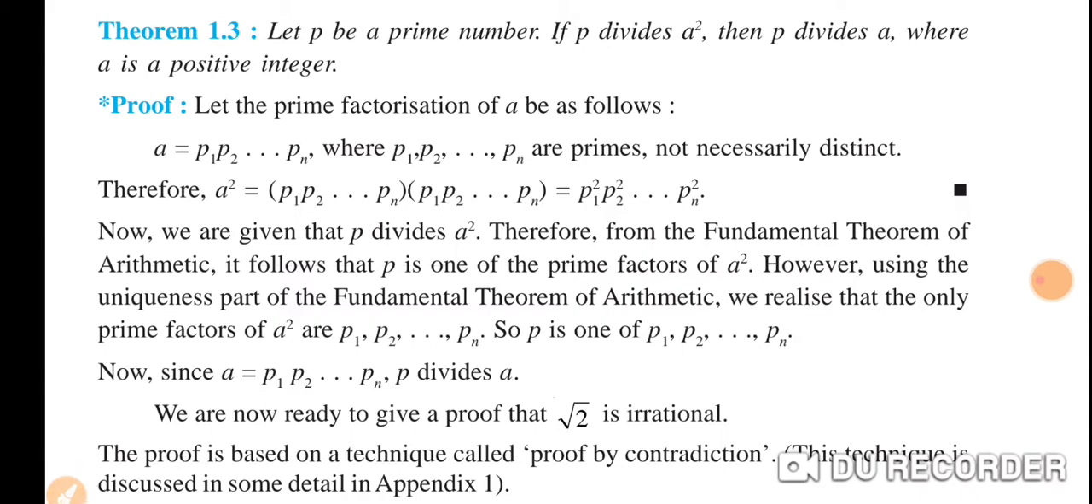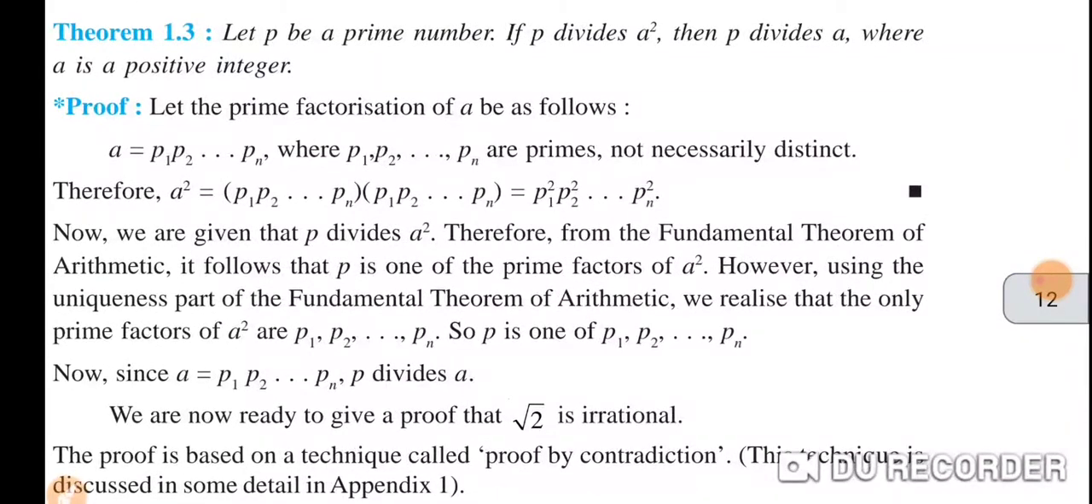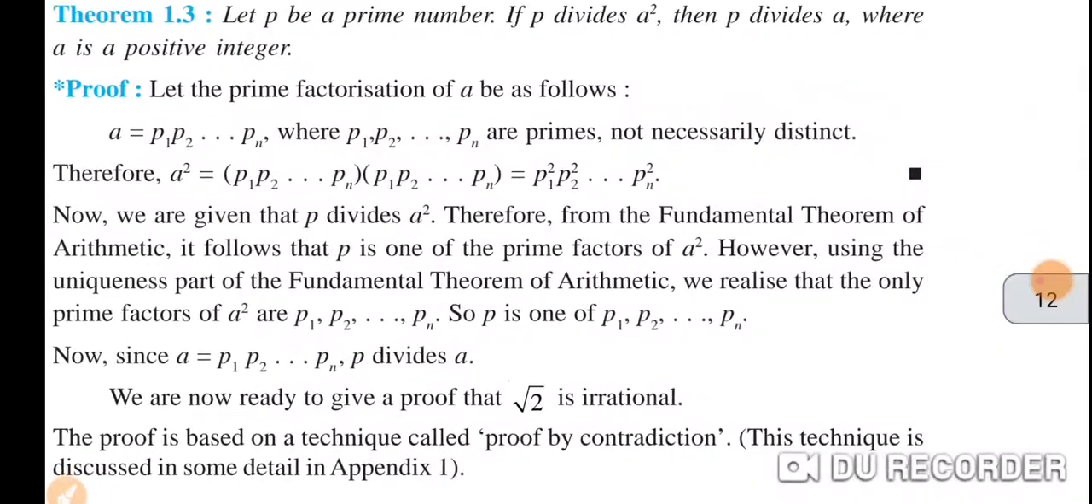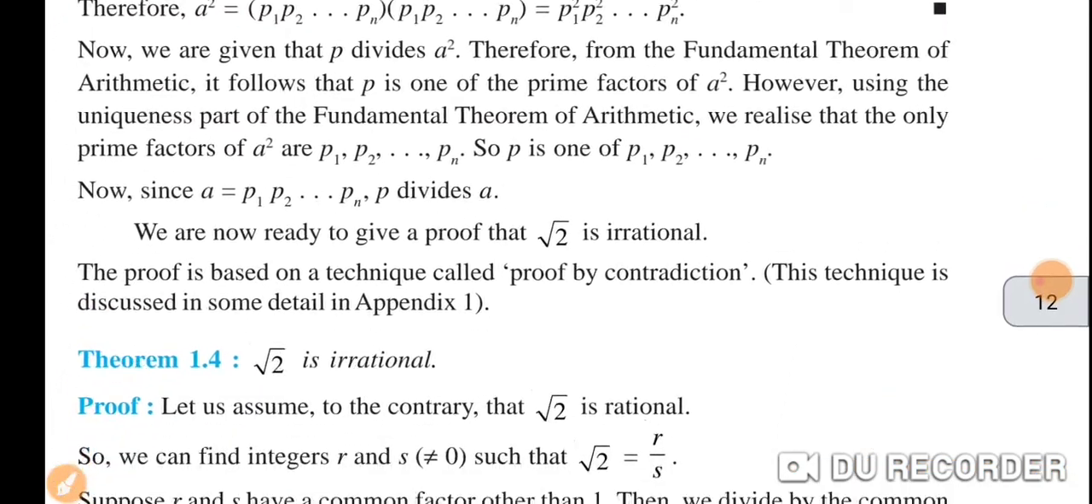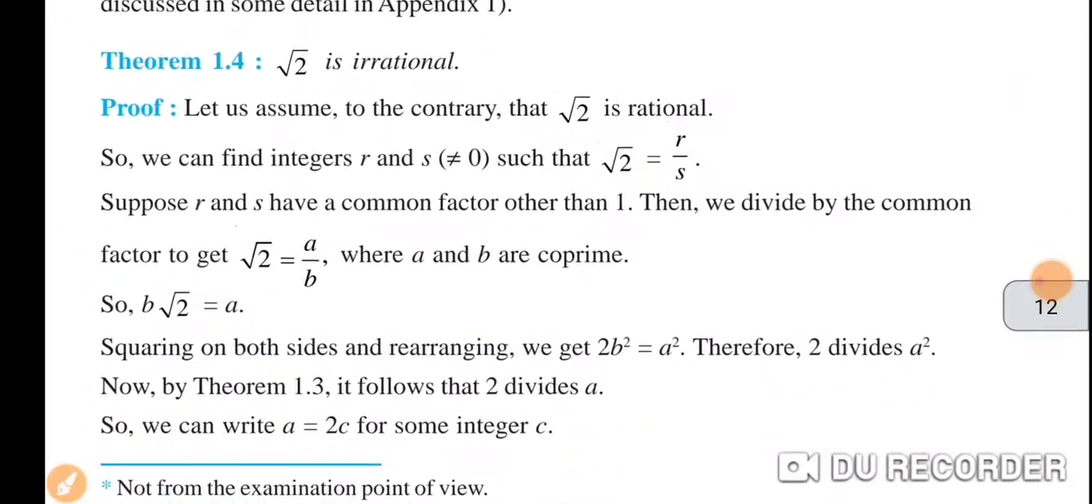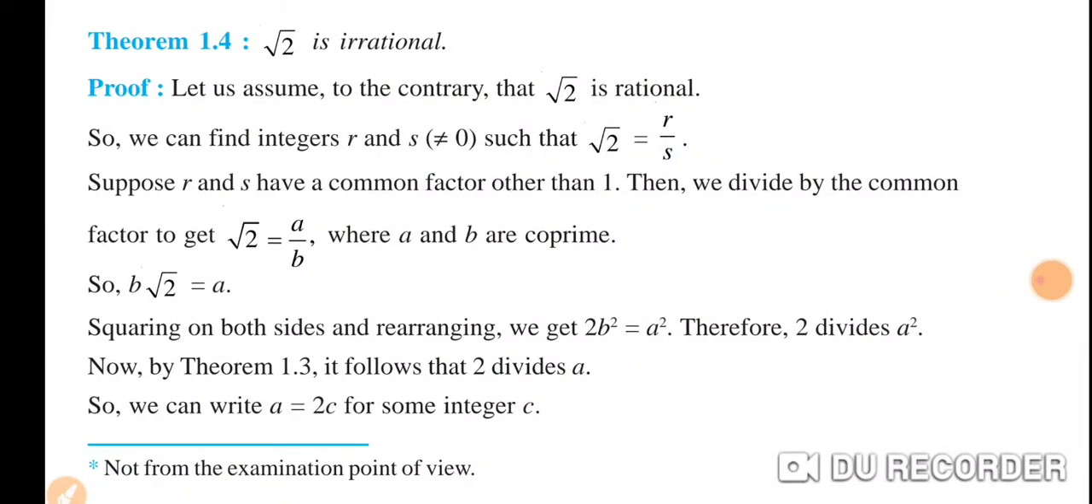Remember, if a number is a prime number, then the square root of that prime number will be an irrational number. That is what you have to prove. So let us take up sums of this type. Here you have theorem 1.4, which has been proved, so your sums will be based on theorem 1.4.